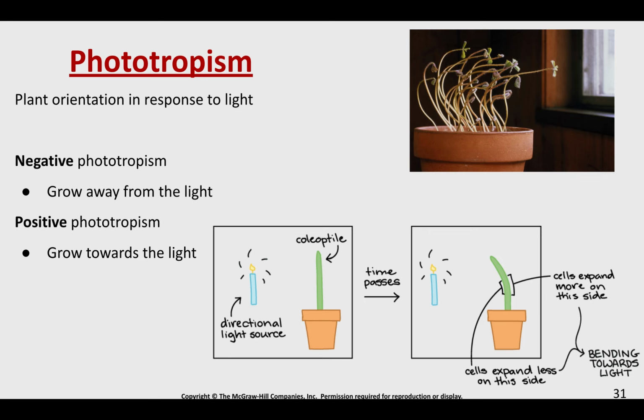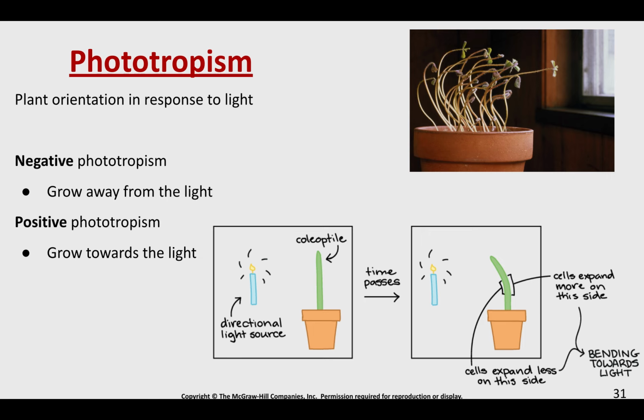So here again, we see a window and we see the stems actively turning and going towards that window. It's exhibiting what's called positive phototropism because it's growing towards that light. So stems and leaves will exhibit positive phototropism. But plants can also exhibit negative phototropism, where they're growing away from the light.